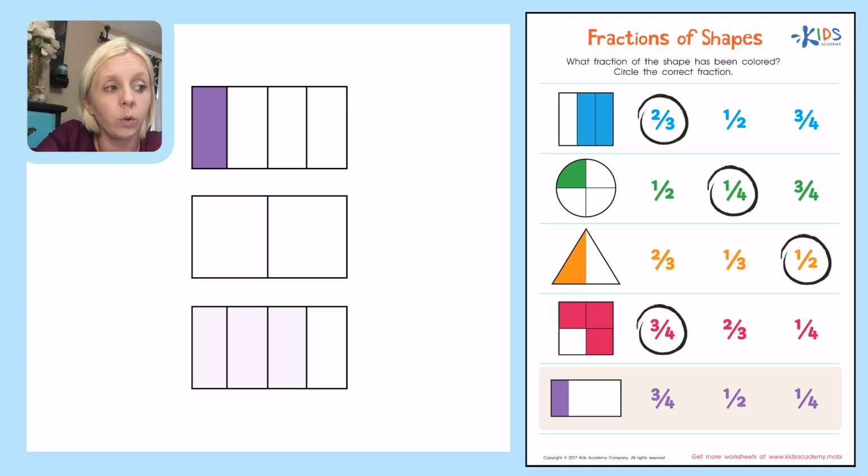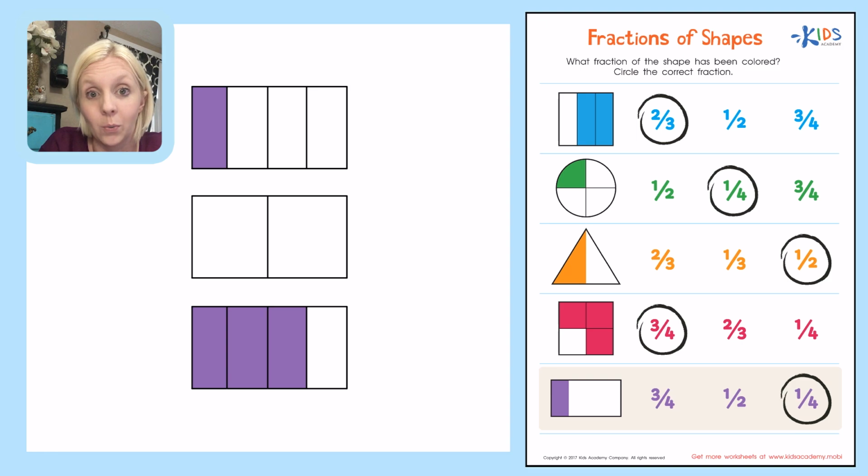Or is it 3 out of 4? Okay, would it be like this? Or is it 1 out of 4 parts, which would be like this, okay? We can see that it's going to be 1 out of 4. Only one of those is colored in. So I'm going to come over here and I'm going to circle 1/4.